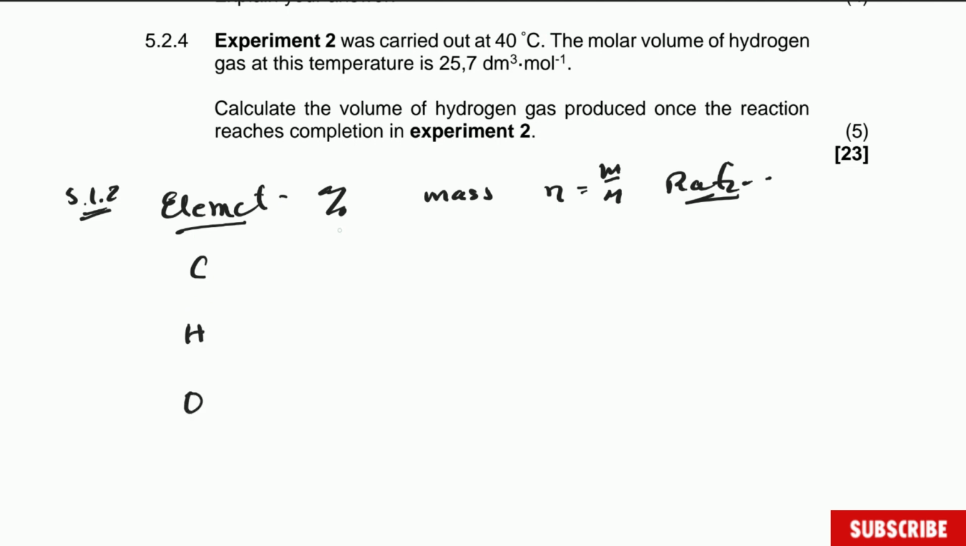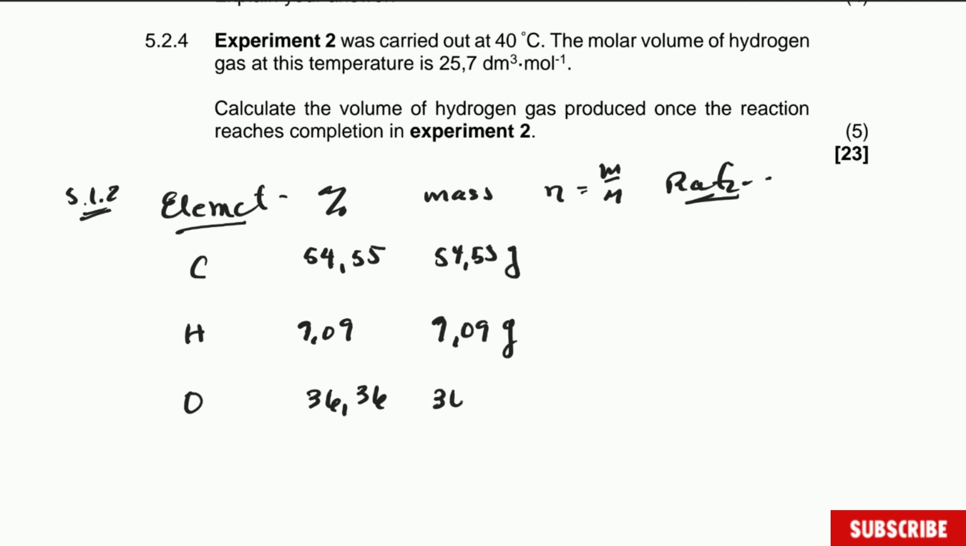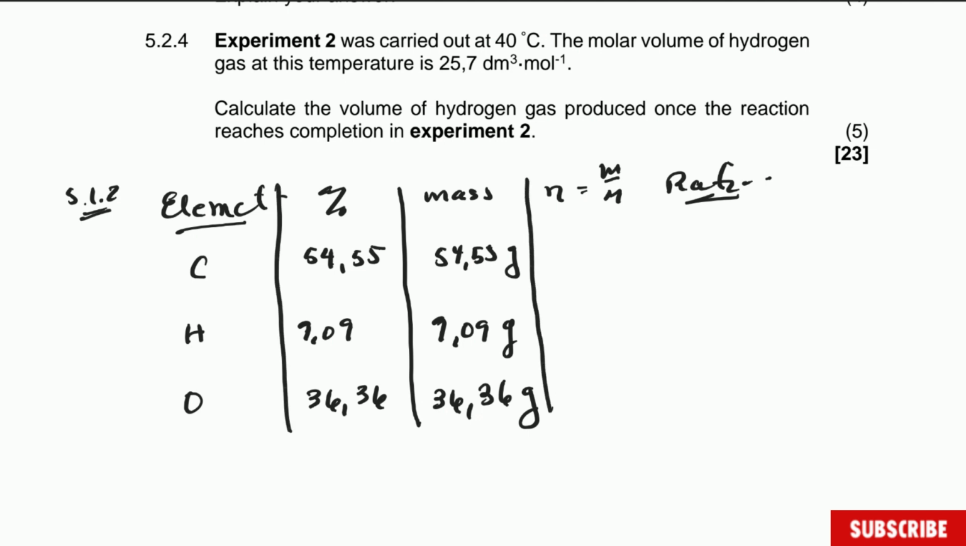All right, the percentage of carbon is 54.55. The percentage of hydrogen is 9.09, and then oxygen is 36.36. Okay, so that is the percentage. So out of 100 grams, the mass will be exactly the same. So this one will be 54.55 grams. In this case, this one is 9.09 grams. This one is 36.36 grams. And there is the mass for each of them out of 100 grams. That is the first part of the table.